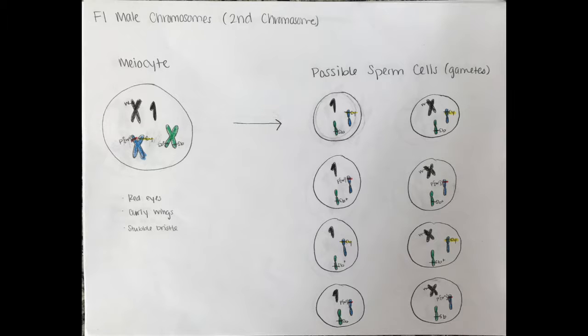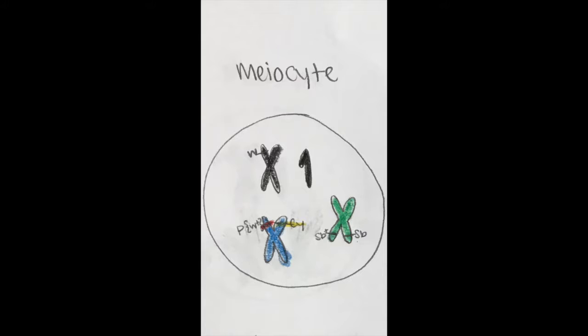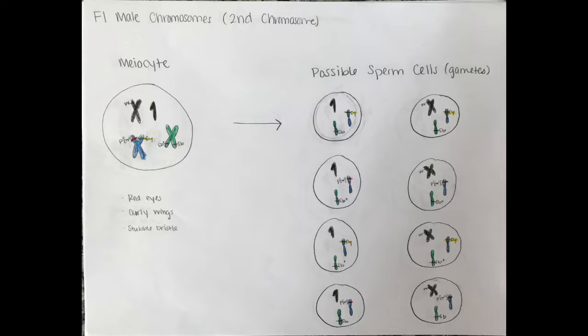Now we are looking at the F1 male chromosomes for when the transgene is located on the second chromosome. Starting with the myocyte, you see that there is, again, both an X and Y chromosome. In this case, the red transgene is located on the second chromosome, and the mutant allele for curly wing is also located on the second chromosome. The male is heterozygous for stubble bristle on the third chromosome.